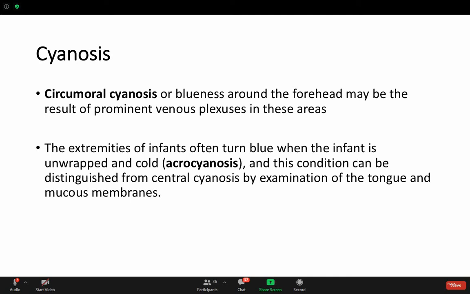The extremities of infants often turn blue when the infant is unwrapped and cold. هاي نسميها acrocyanosis. acro معناها أطراف البريفريز، فالacrocyanosis معناته blueness of the peripheries. This condition can be distinguished from central cyanosis by examination of the tongue and mucous membranes.